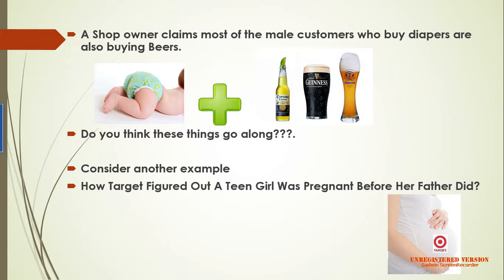Target said sorry and they apologized for the same. Later on, the father realized that she was really pregnant and had been carrying the baby for the last 5 months. How does this happen? Let's see.